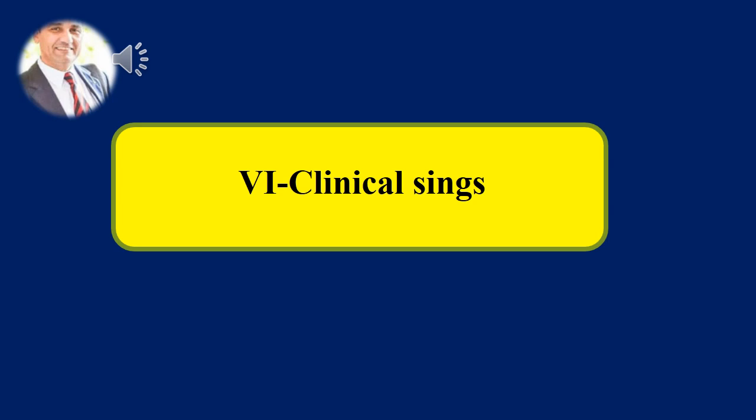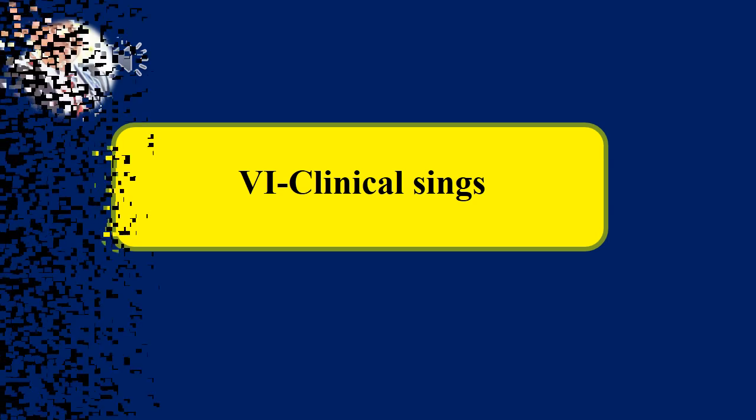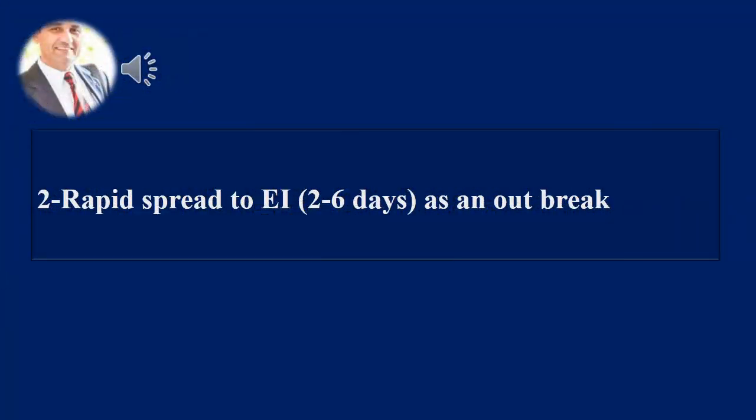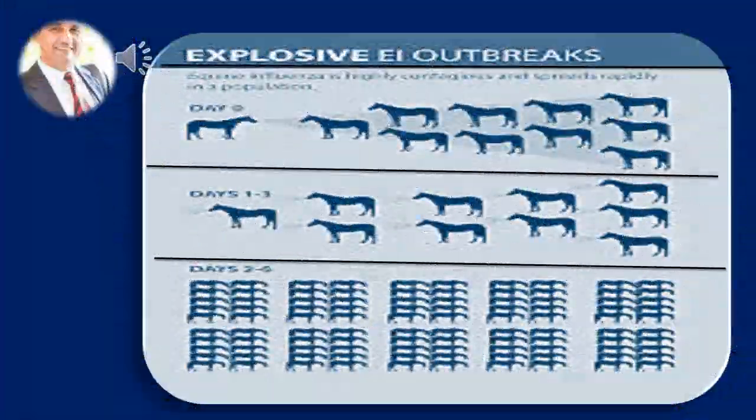Clinical signs of equine influenza disease. Sudden onset, the disease began abruptly. Equine influenza disease spreads rapidly within 2 to 6 days in an outbreak in any area. This diagram shows beginning of the infection at day 0 by one horse, ended at 2 to 6 days by all the horses of the country or the state or the area.